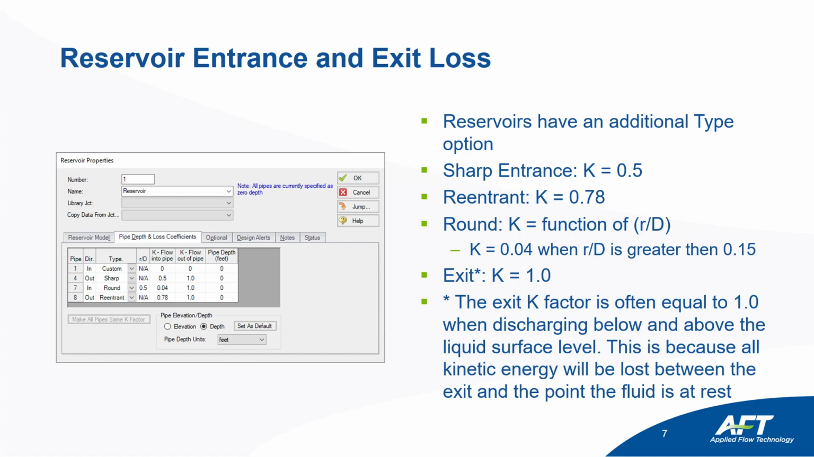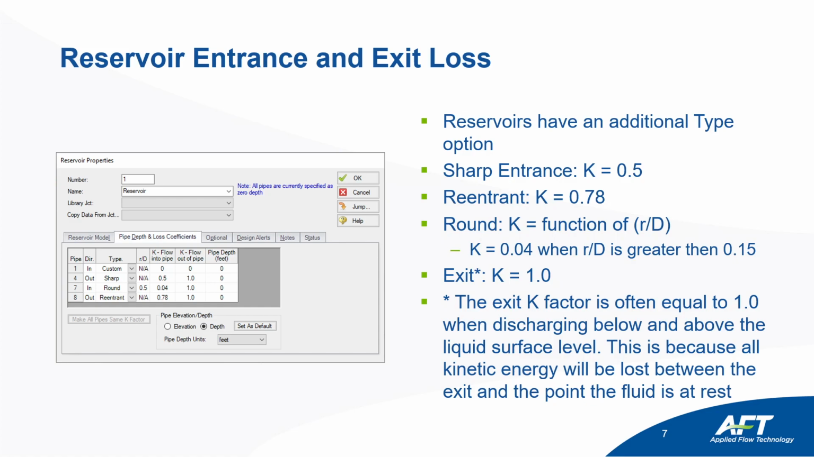Reentrant is going to be somewhere between 0.5 and 1, and that is going to be dependent on how deep into the reservoir this reentrant pipe is. As a medium factor, we put 0.78 from that Crane technical paper. And then rounded entrance will have a K that is a function of the radius over diameter, so you'll see that change accordingly. Once you get to a certain point, such as radius over diameter of 0.15, that K value will stay a constant 0.04, the least amount of loss that you could experience entering the pipe.